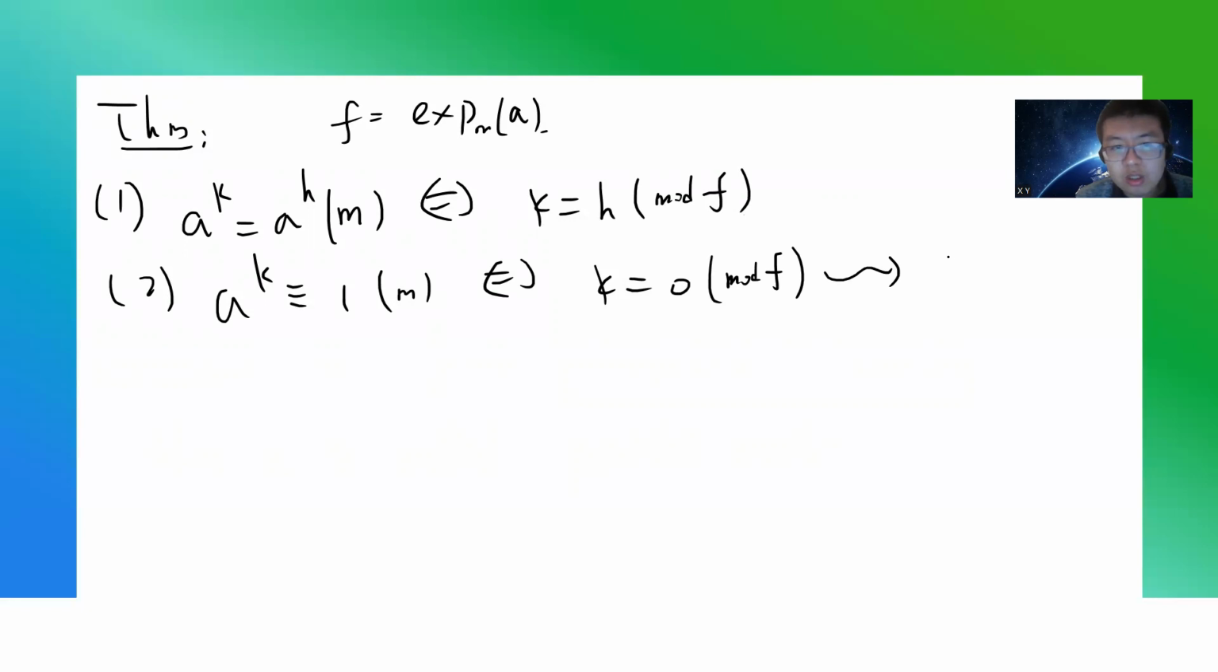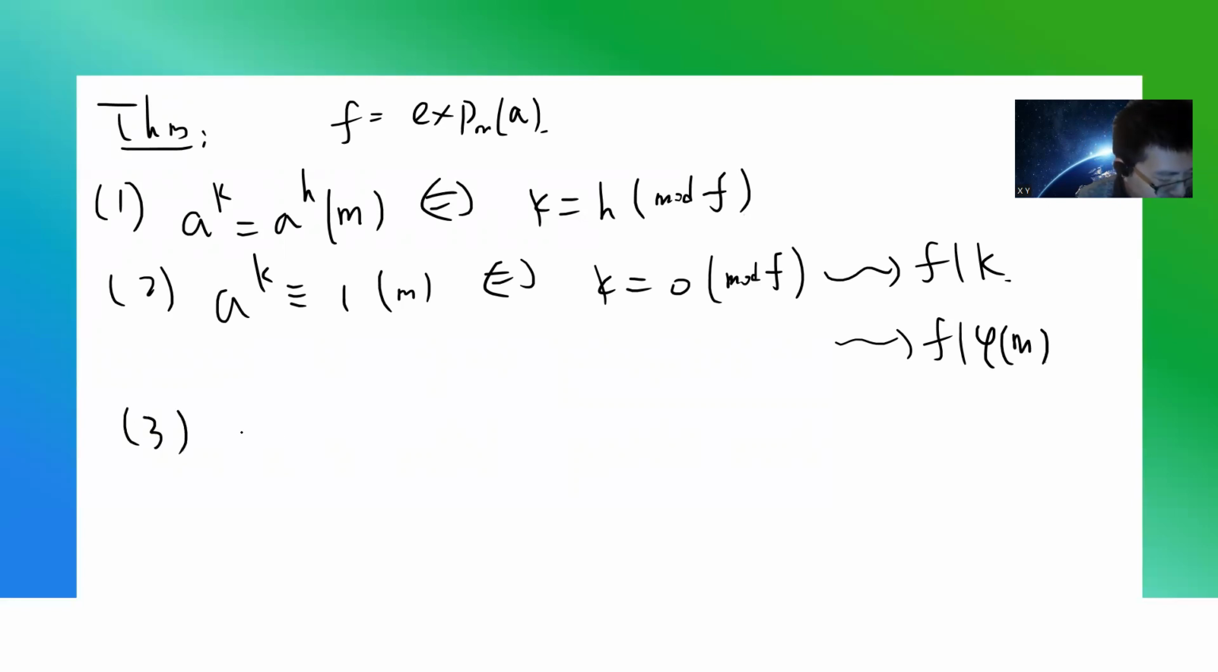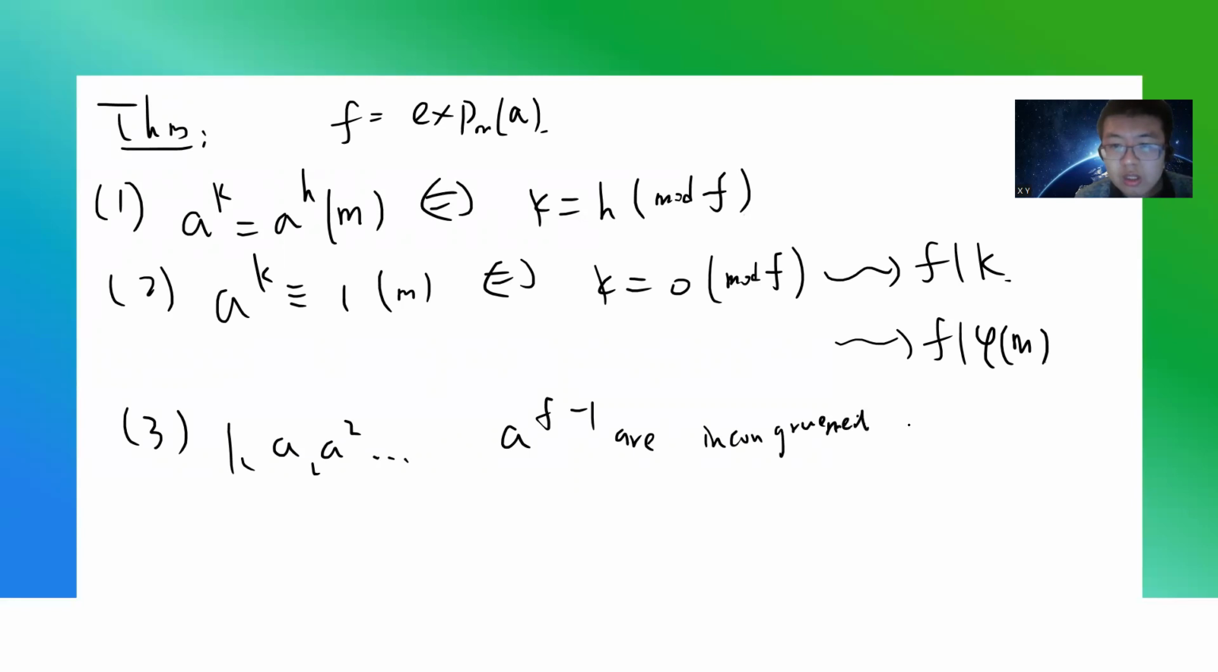Okay, so this means that A to the K basically tells you that F divides K, right? So K must be a multiple of F, and in general this proves that F must be a divisor of phi of M. Number 3, 1, a, a squared, up to a to the F minus 1 are incongruent mod M.